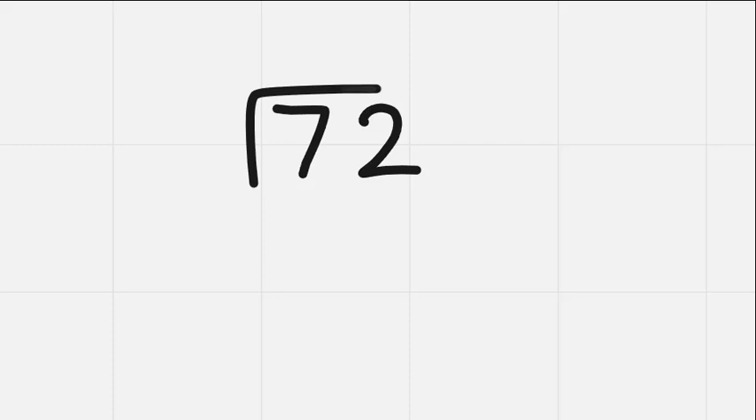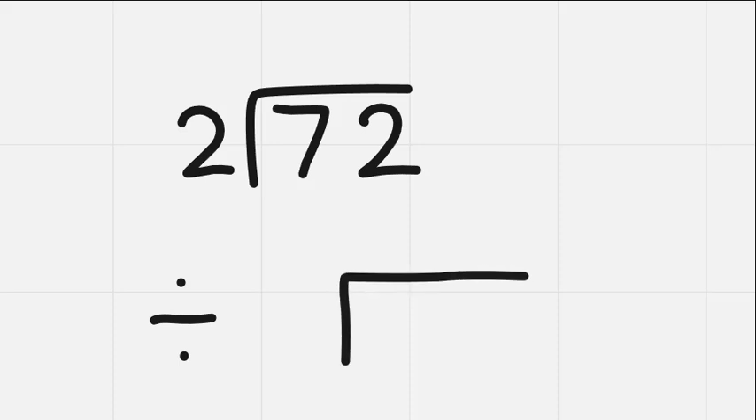As we do this problem, I'd like you to copy this down. We're going to divide 72 by the number 2. Now we're used to seeing this division sign, but this is the division sign that we use for long division. The number inside, which is 72, is the number we're splitting up, and the number on the outside, 2, is the divisor. It's where we're dividing by.